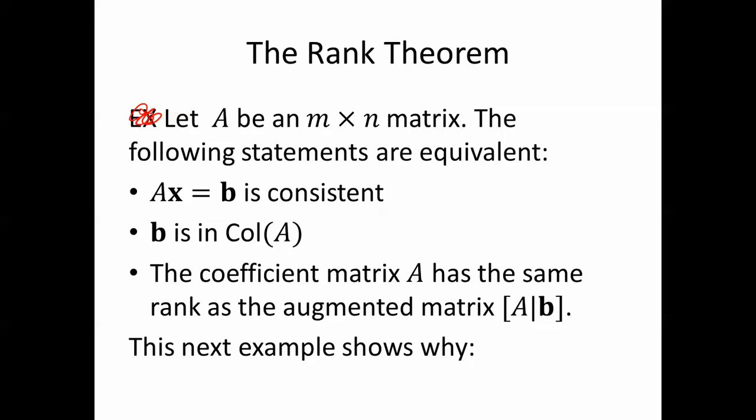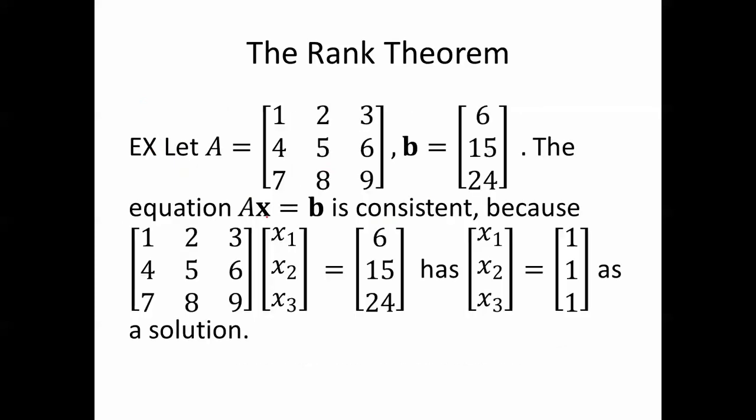And this next example shows why, because this is not going to make a lot of sense to you right off the cuff. First, let's assume that AX equals B is consistent. Let's show it implies these other two. Let A equal 1, 2, 3, 4, 5, 6, 7, 8, 9 and B equals 6, 15, 24. The equation AX equals B is consistent because A times x1, x2, x3 equals 6, 15, 24 as long as x1, x2, x3 equal 1, 1, 1. So that's a solution to this matrix equation. You can do the math and see that it works out.